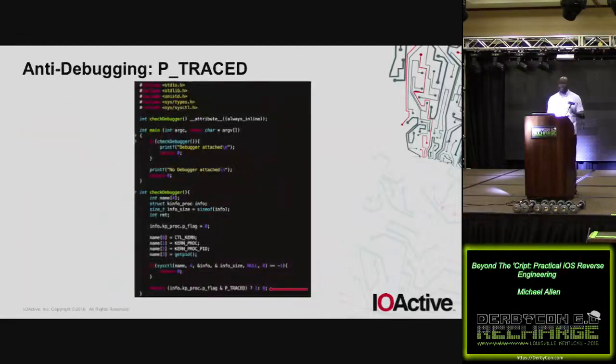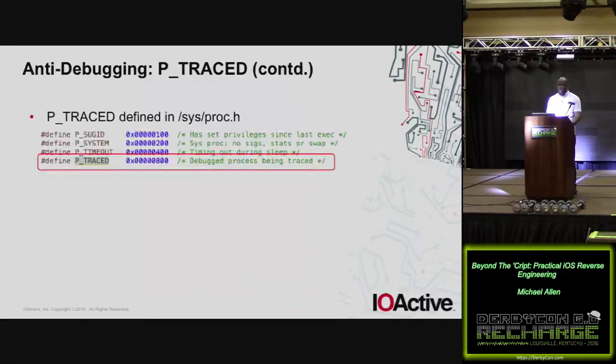Ptrace prevents you from tracing the application, and so there's a sysctl call. The result is then returned in a struct where the P flag is going to have the status as to whether or not the application is being traced. And then we see an AND operation against the P_TRACED variable, right? But this P_TRACED variable is defined in sysproc.h as that value.